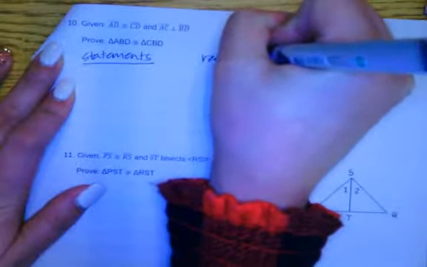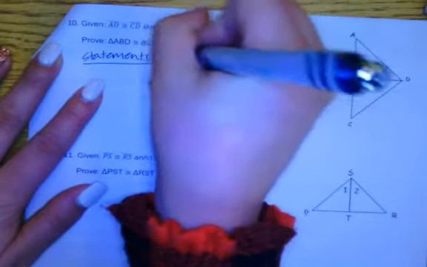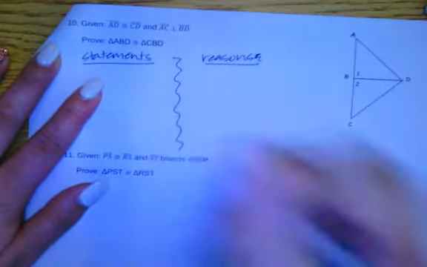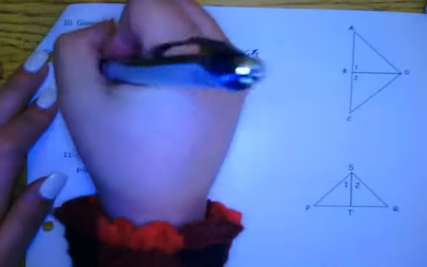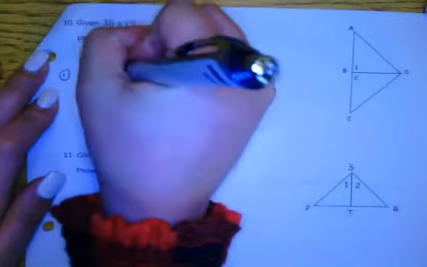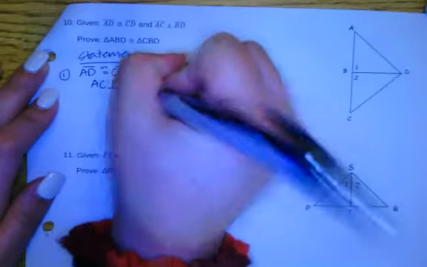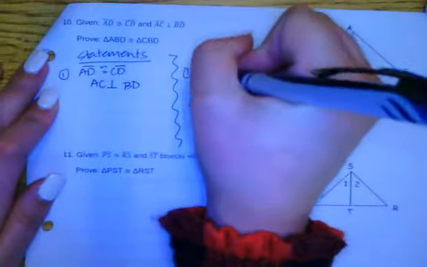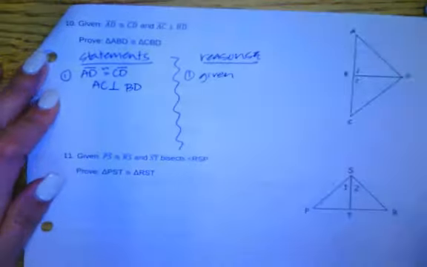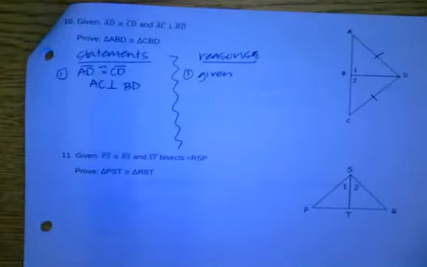Okay, number 1 is our given. AD is congruent to CD, and AC is perpendicular to BD. This time, we weren't nice. We didn't mark it. So you can mark it. What does it mean when AC is perpendicular to BD? Forms right angles. So what does that tell you about 1 and 2?